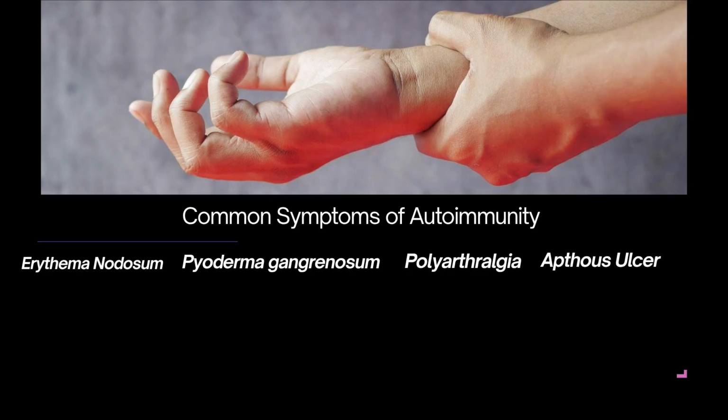The autoimmunity is not just in the gut, but also in the skin and subcutaneous tissue. So it can cause erythema nodosum, it can cause pyoderma gangrenosum, it can cause polyarthralgia, cause aphthous ulcers, etc.